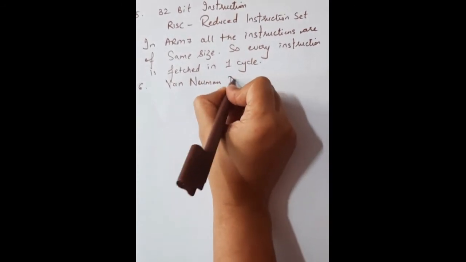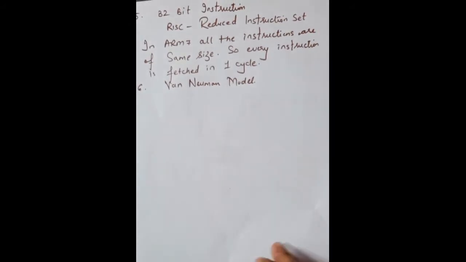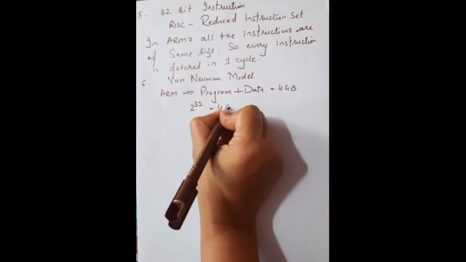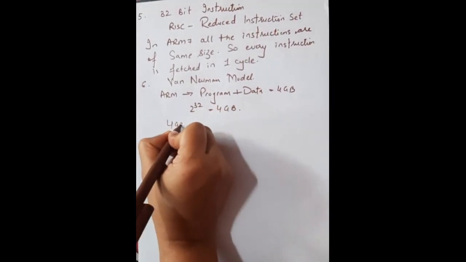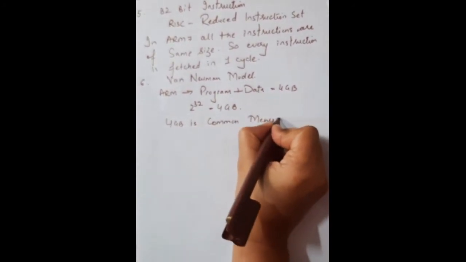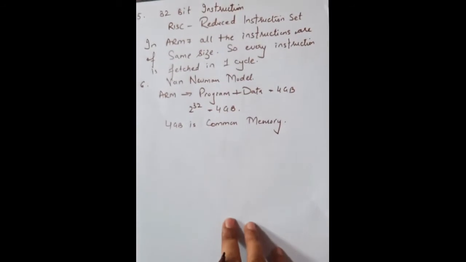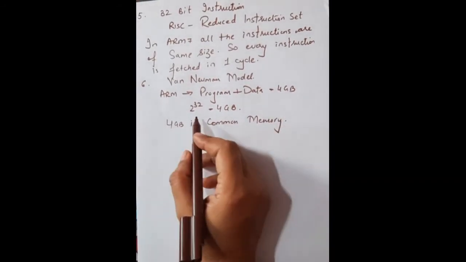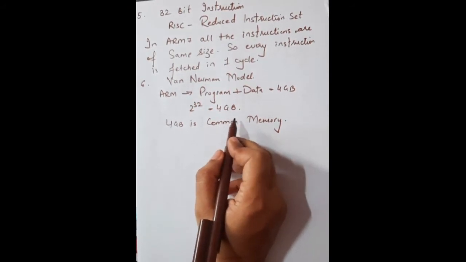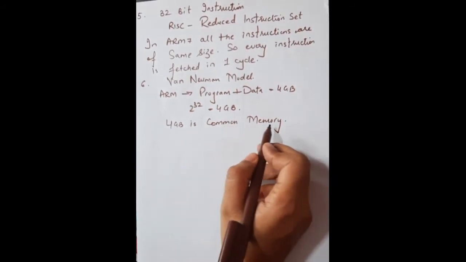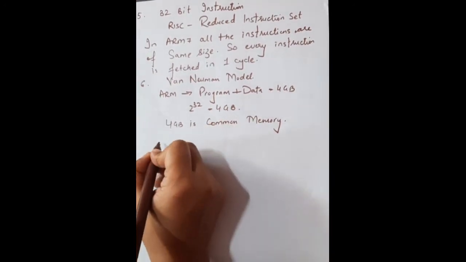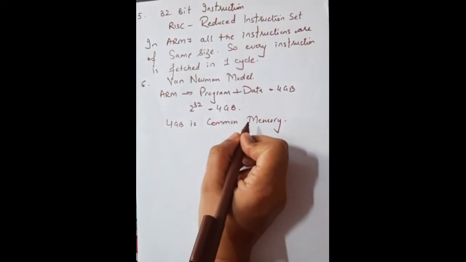ARM7 is called a Von Neumann model. So ARM7 follows this model. ARM7 has 4 GB of memory. So 2 raised to power 32 is 4 GB. So 4 GB memory locations can be accessed by ARM7. This 4 GB is a common memory which can be used for program as well as data. So there is only one memory where program and data are stored.